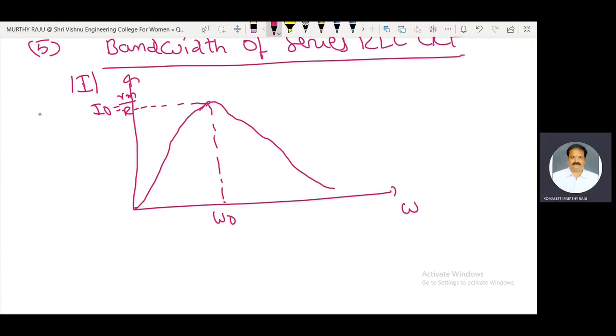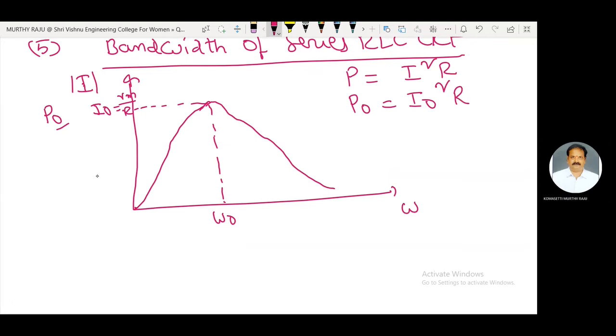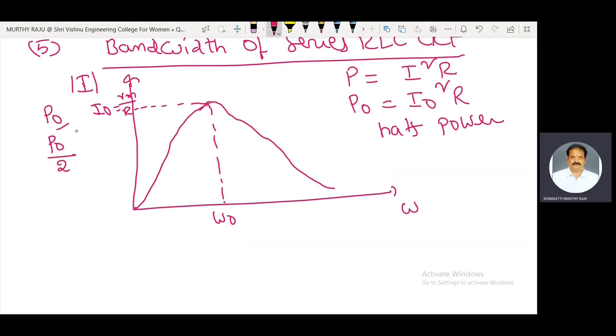Another important point here is that at resonance, the power of the circuit is P naught. We know that P is equal to I square R. At resonance condition, the power of the circuit is P naught, equal to I naught square R. Next, consider half power, which means P naught by 2, the half power point. At resonance, no doubt the power in the circuit is P naught, where I naught is the current flowing through the circuit at resonance. Consider this half power point here.